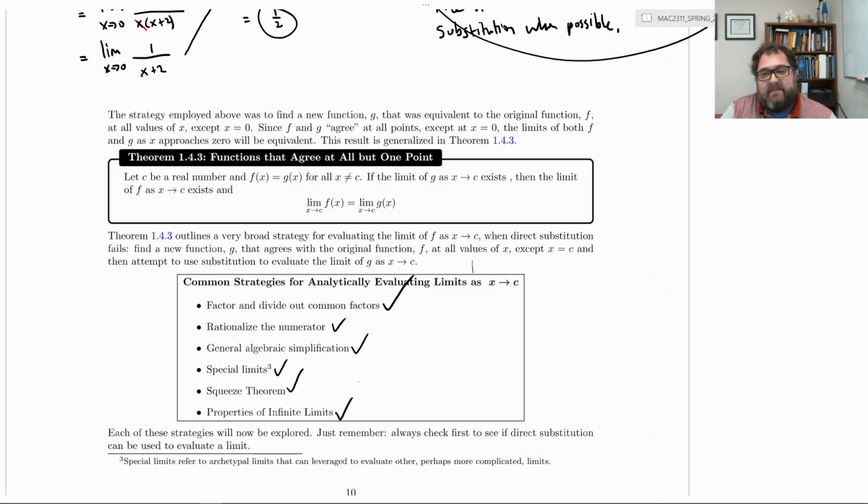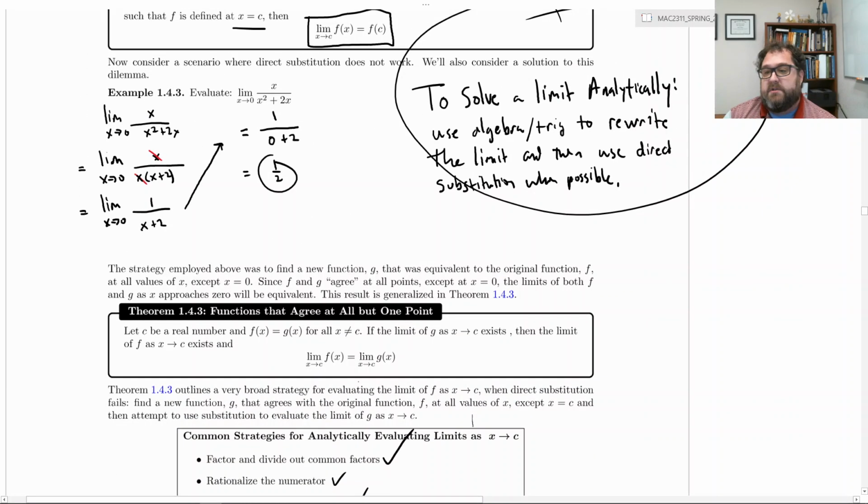But those are specific strategies. The general strategy is just to solve a limit analytically. You algebraically manipulate it, or maybe using trig too. You manipulate it until eventually you can use direct substitution. That's the basic idea. And then we have those specific techniques in the box below. Okay? And theorem 1.43, this is the last thing for this video. That's basically what theorem 1.43 is getting at.